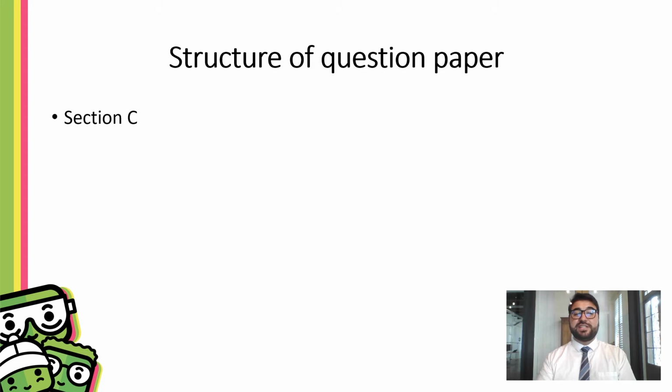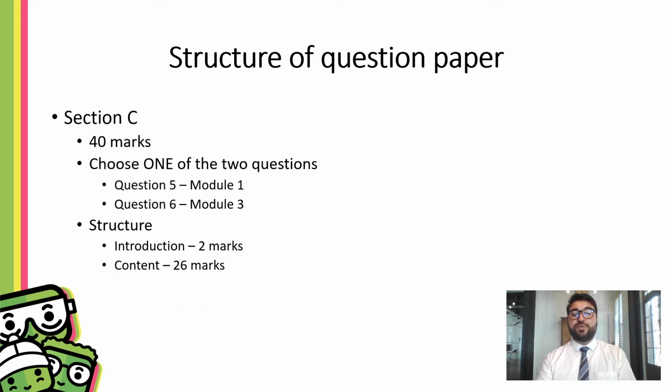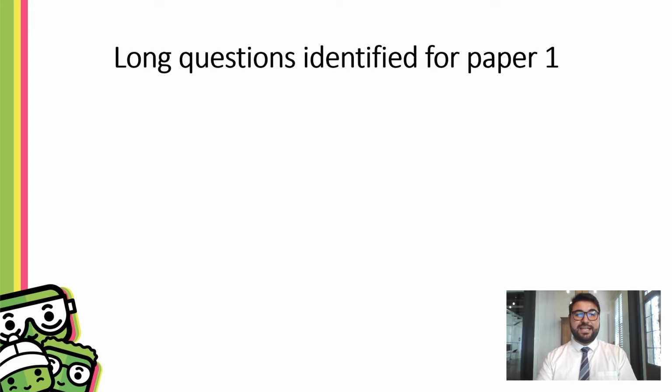And then you have section C. Your section C is 40 marks and you need to choose one of the 2 questions. Now this will have question 5, which is from module 1, and question 6, which is from module 3. The structure of this is usually going to have an introduction for 2 marks, and then you're going to have content of 26 marks, and the additional question of 10 marks, and then your conclusion of 2 marks for it.